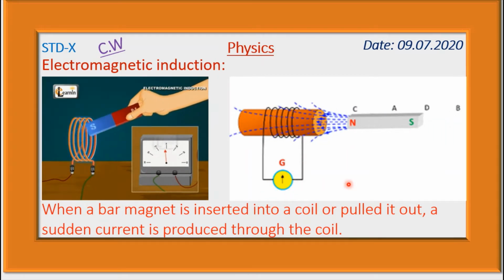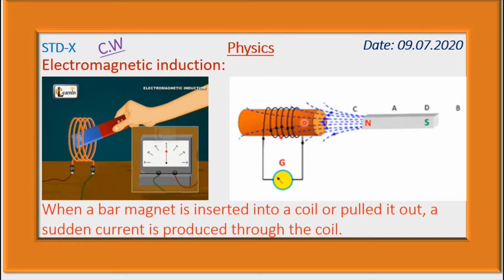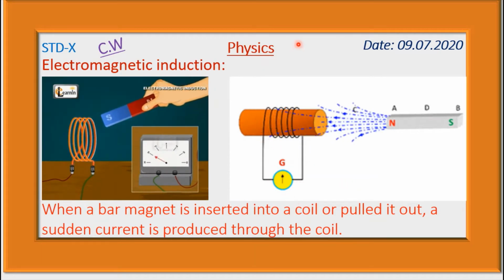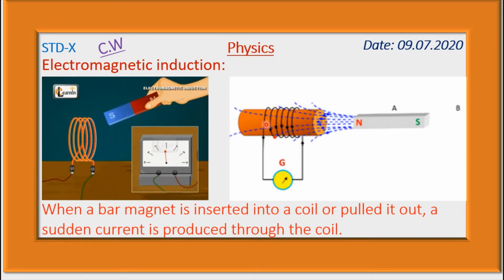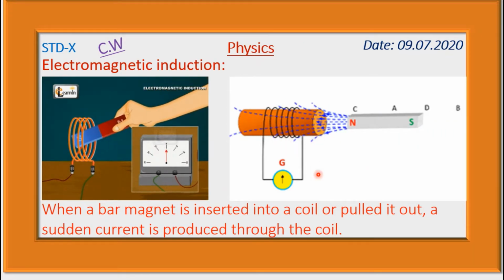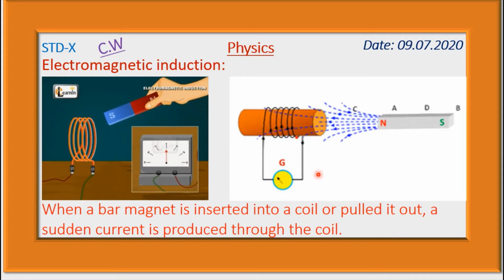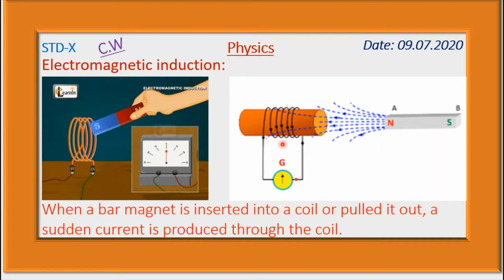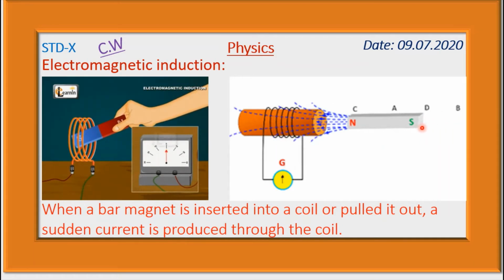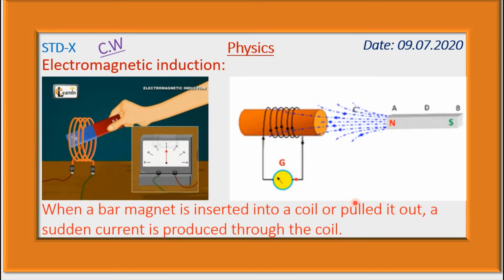That means the main cause of production of induced current or induced voltage is the changing of magnetic field through the coil. We can change the magnetic field by bringing the bar magnet near to this coil or by taking out this bar magnet from the coil.